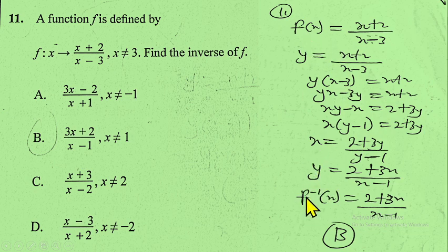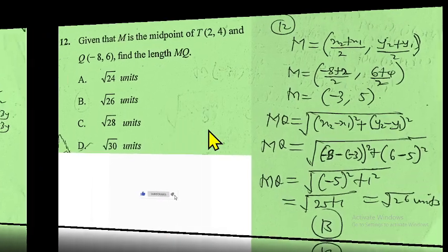So the inverse of this one, which is f inverse of x, equals 2 plus 3x over x minus 1. So that is the inverse of this function given to us. And if you look at the options provided, you discover that option B is the correct option for question number 11.